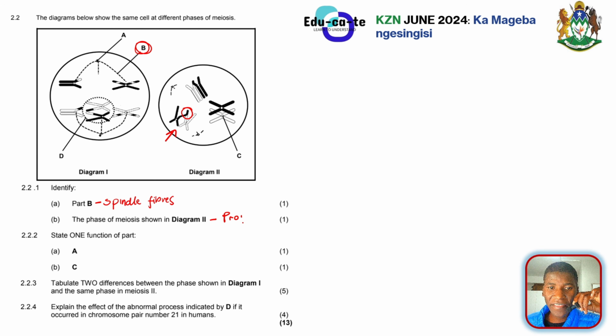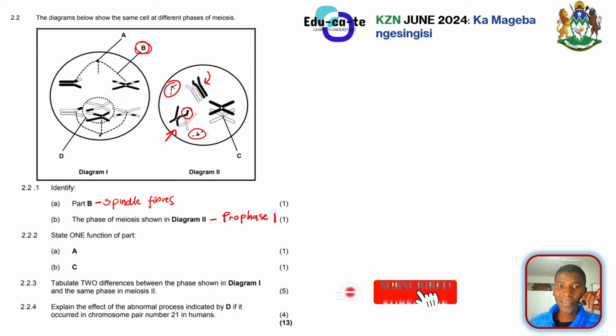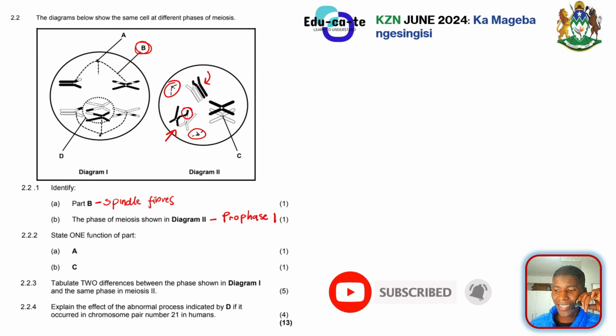If they say give the evidence, you can say crossing over is taking place. Another evidence that you can point out here is that the spindle fibers are beginning to form. You can see here you've got spindle fibers that are beginning to form. Or you can say that you are able to see visible chromosomes. The fact that they are visible chromosomes shows you that this is prophase 1 of meiosis 1.